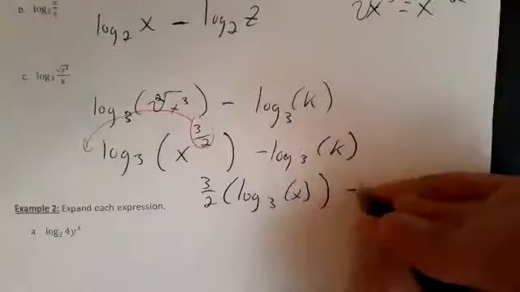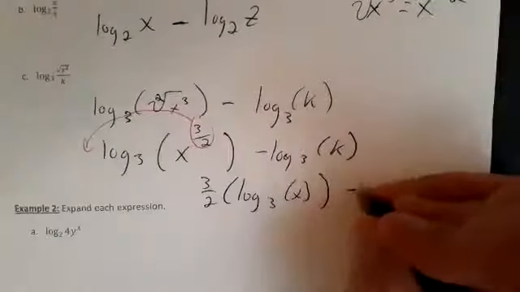So you want to do the product and quotient rule before you do the power rule. Did I say that right? Product and quotient before power. Yeah. Okay. Log base 2 of 4 times y to the 3rd. So there's exponents and there's multiplication. So we want to do this multiplication first.